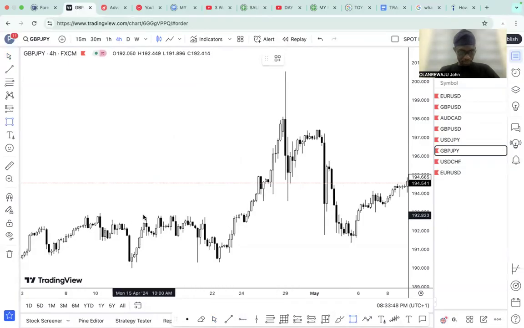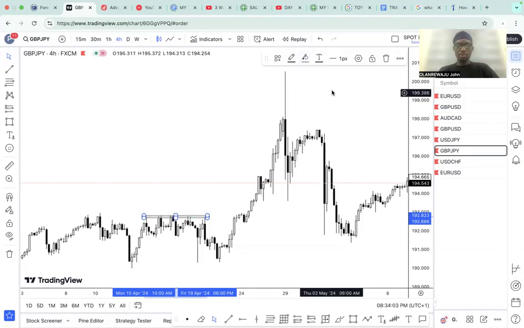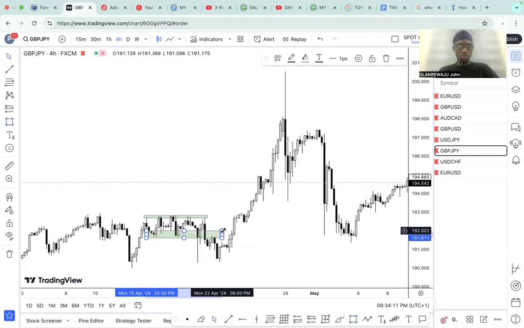What will you observe? That's a high. What is going on here? Let's give it the color green. That's a high, and then this is the low. So what can you observe about that region?